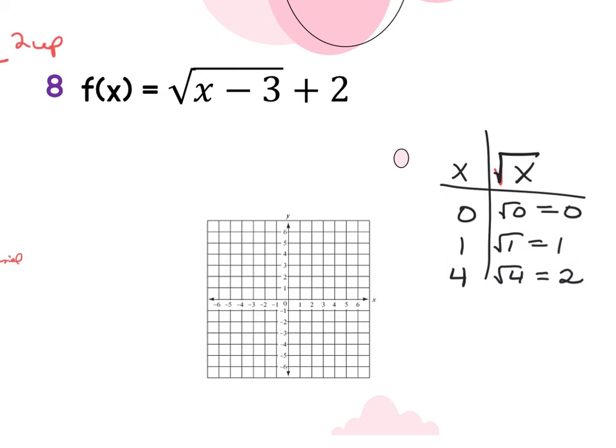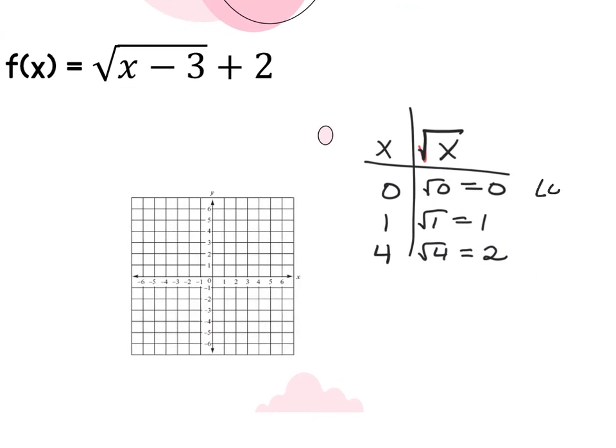So now I'm going to graph these 3 ordered pairs, 0, 0, 1, 1, 4, 2. You can choose whatever you want. I'm just trying to plug in as low as possible.